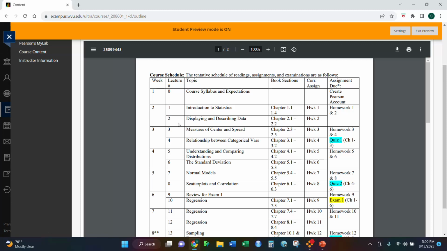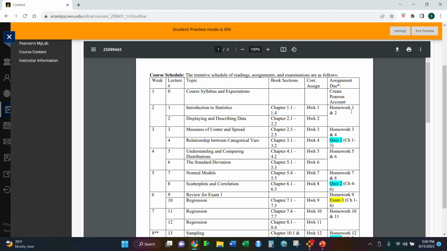Beyond that lecture, we'll also be looking at displaying and describing data, which is chapter 2.1 to 2.2, and its corresponding homework is homework 2. So next week, which will be a more normal week for us, I'll send out an email saying, hello class, for this week you should be watching these 2 lecture videos, reading these book sections, and completing homework 1 and 2 by Sunday at 11:59 p.m.